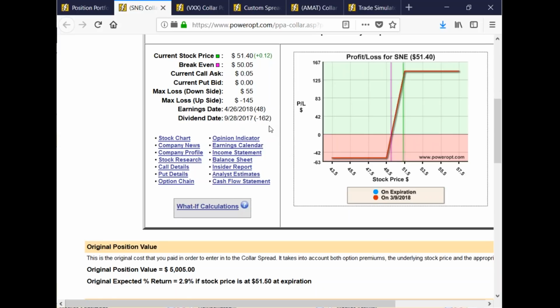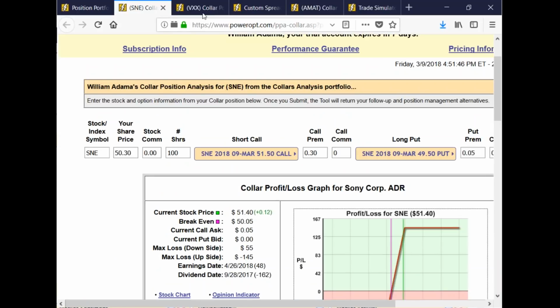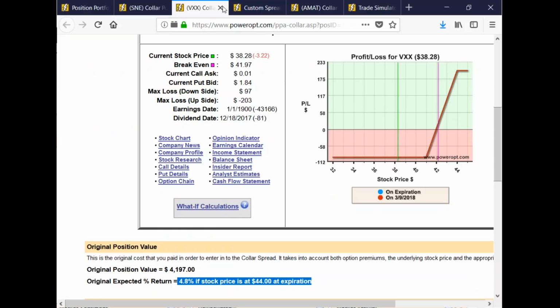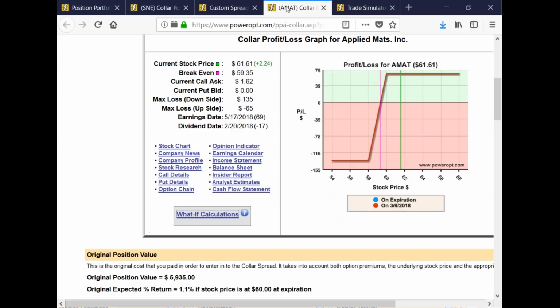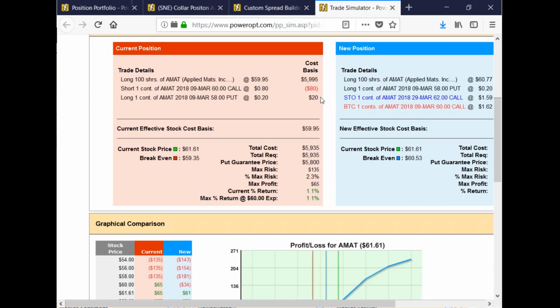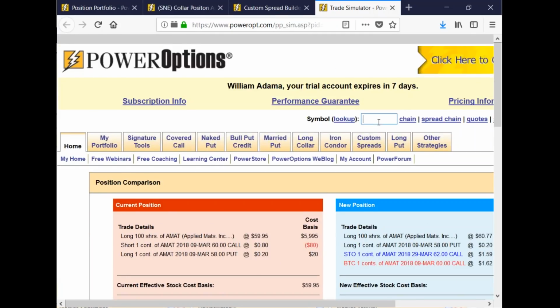Okay, let's take a look. Let's do that quick example. I'm going to go to the chain for, let me close out of these two here. Leave this one open. Close out of that one. There we go. I'm going to go just to the chain for SNE. Okay.